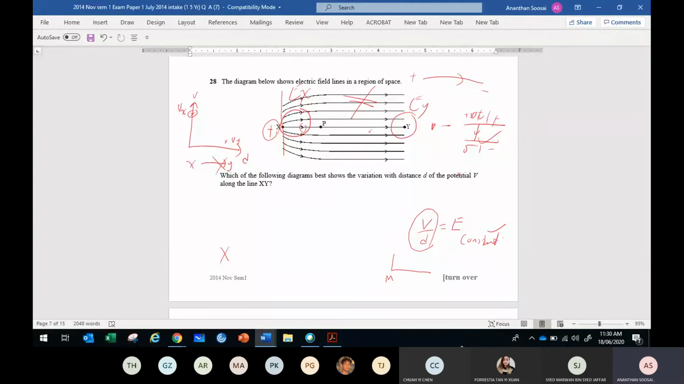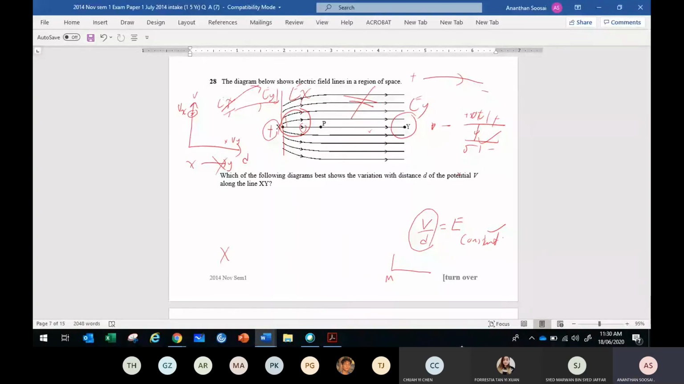Why is it not the same? How do you know field strength? You check the separation of the field lines. If the field lines are quite close, the field is strong. When the field lines get further apart, the field gets weaker, right? So EX is a stronger field. Why? The field lines are quite close.